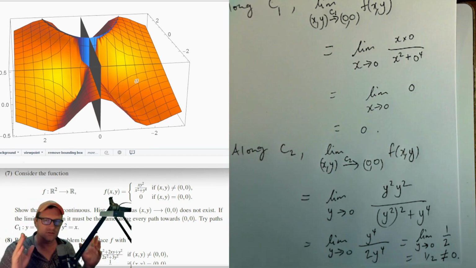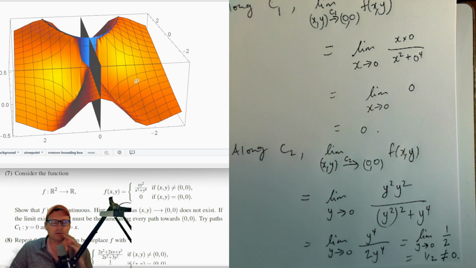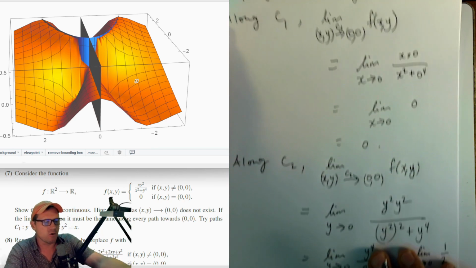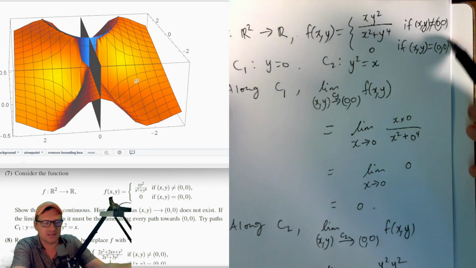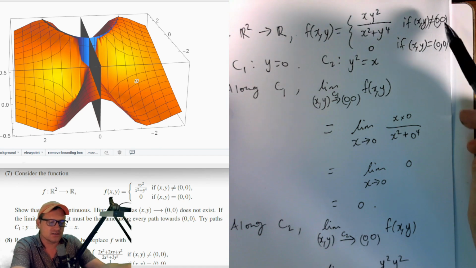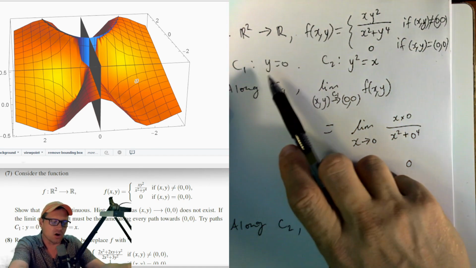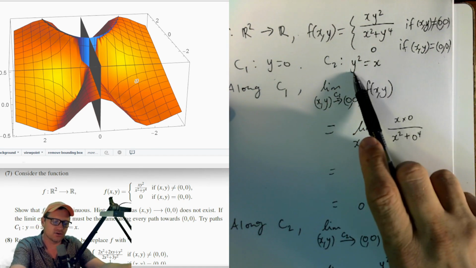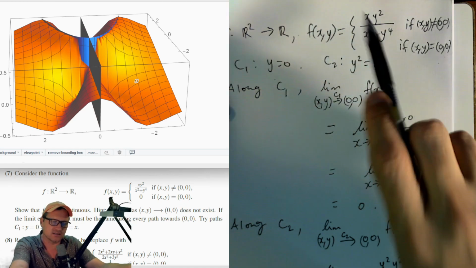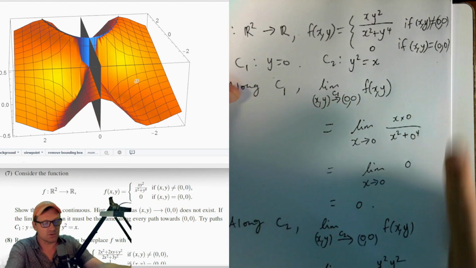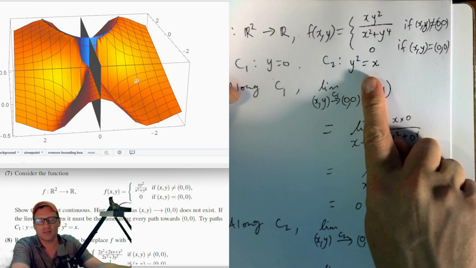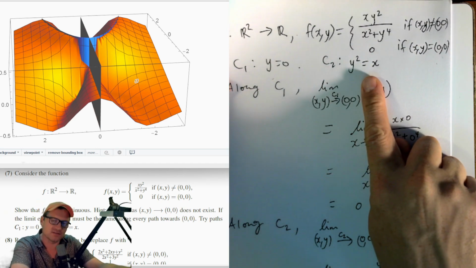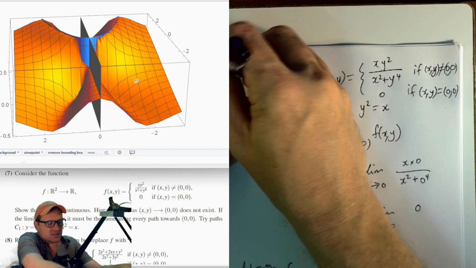Just another point of care. When you choose your paths, you have to make sure that those paths go through that point of interest. So in this case, it's the point 0, 0. So 0, 0 is on this path, and 0, 0 is on this path, because 0 squared is 0. If this instead were the point 1, 0, I would have to choose a path that passed through the point 1, 0. Okay, so that was question 7.